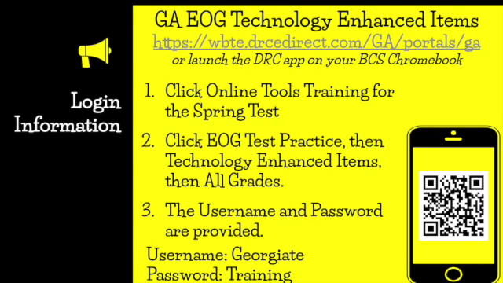Take time to practice the Georgia EOG Technology Enhanced items. You can use the URL provided or you can launch the DRC app on your Chromebook. The QR code is also provided. Click first Online Tools Training for the spring test. Second, click EOG Test Practice, then Technology Enhanced Items, then All Grades. Third, enter the username and password that are provided. The username is Georgia TE and the password is training.